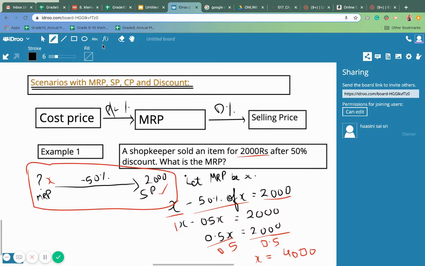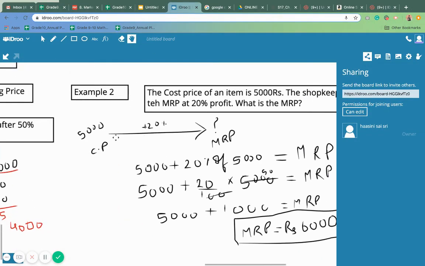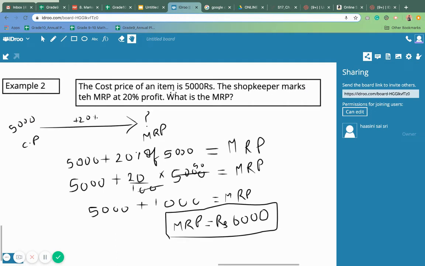Next, let's look at the next situation. I can see that the cost price of an item is 5000 rupees. The shopkeeper marks the MRP at 20% profit. What is the MRP? Initially it is 5000 rupees, there is a 20% profit on it, and then the MRP is marked. So I can write 5000 plus 20% of 5000 gives me the MRP. 20% of 5000 is 1000 rupees. So 5000 plus 1000 gives me 6000.